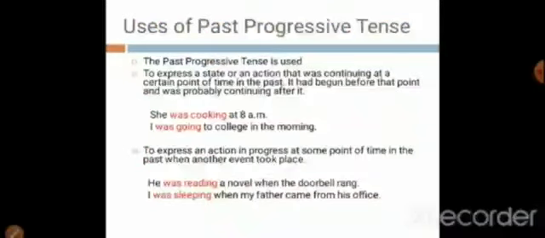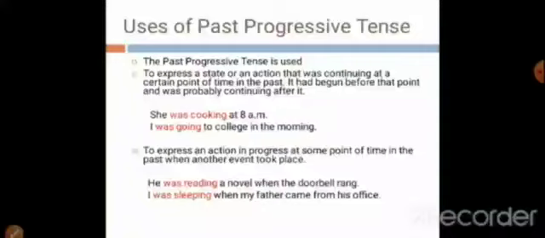Uses of past progressive tense. The past progressive tense, this is the second one, is used to express a state or an action that was continuing at a certain point of time in the past, in continuation, in progression. It had begun before that point and was probably continuing after it. That means it was not over.